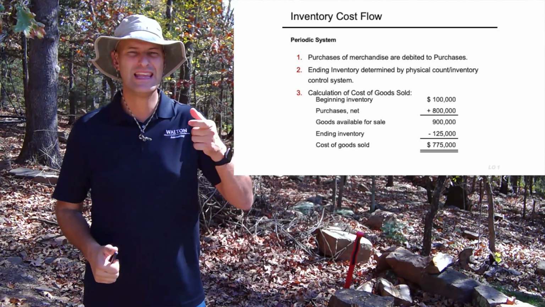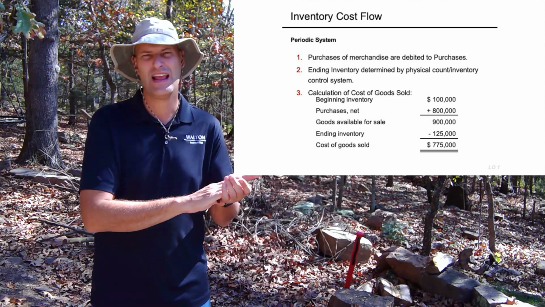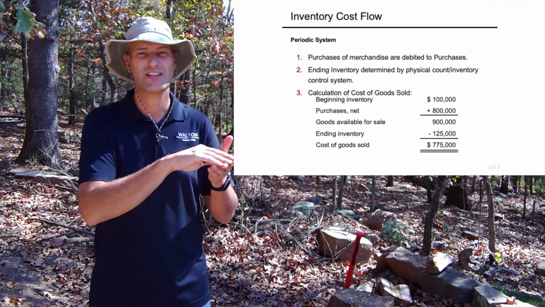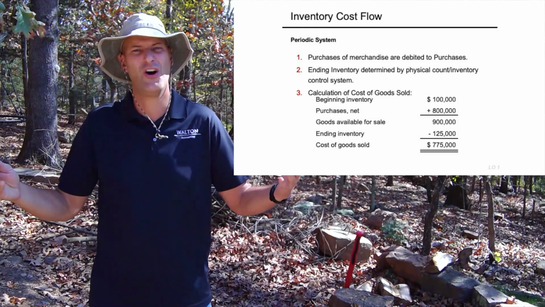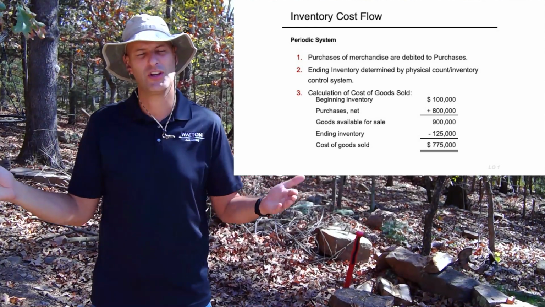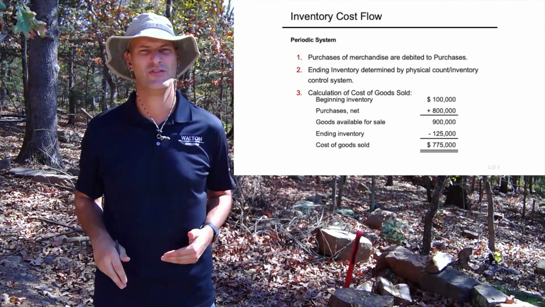Now, that ending inventory number for, say, your end of year statement is going to come from a physical count. People are going to go into a warehouse, count all the goods in the warehouse, and figure out what the cost of that inventory sitting in the warehouse is. That's going to be your ending inventory value.